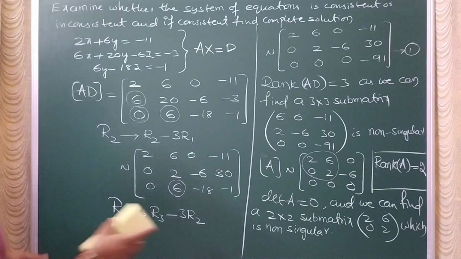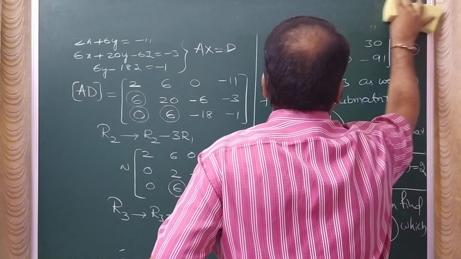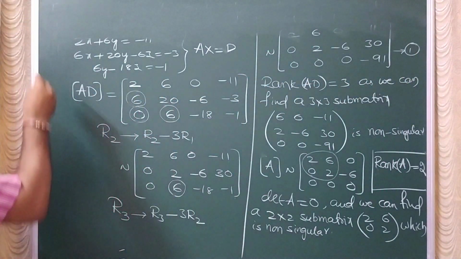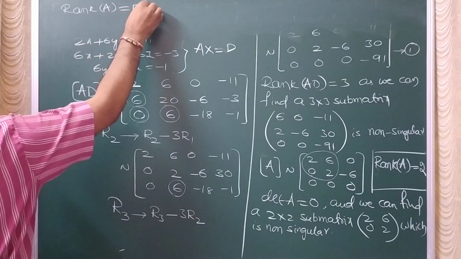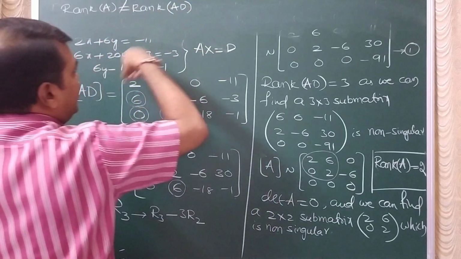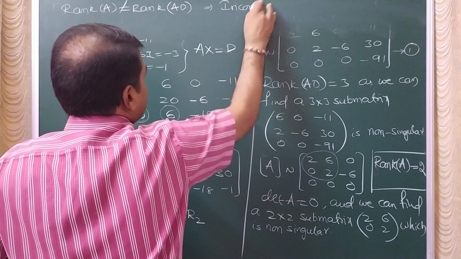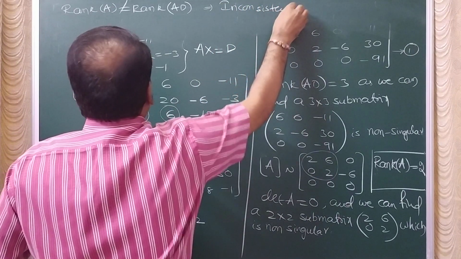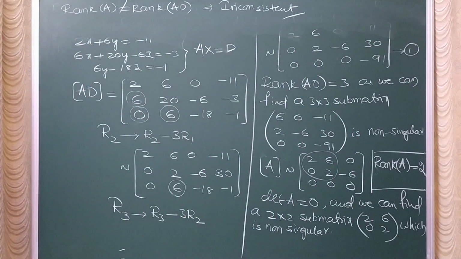So we can conclude that rank of A is not equal to rank of AD. So when rank of A and rank of AD are not equal, the given system is inconsistent. Okay, so this is the solution of our problem. The given system is inconsistent.